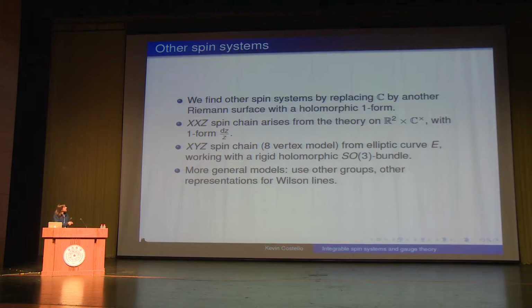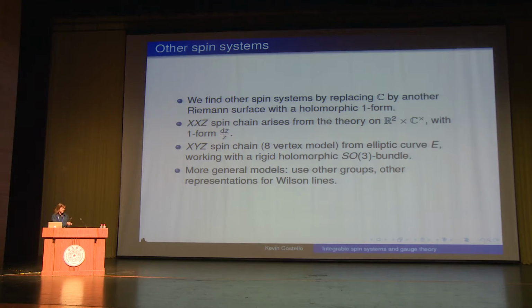Of course, this story can be generalized. If we replace C by some other Riemann surface with a non-vanishing holomorphic 1-form, we will find other spin systems. So the XXZ spin chain arises if I put the theory on R2 times C star, and the XYZ spin chain arises when I put the theory on an elliptic curve. But there's some subtlety. There we work in a background with a non-trivial SO3 bundle, a rigid SO3 bundle.